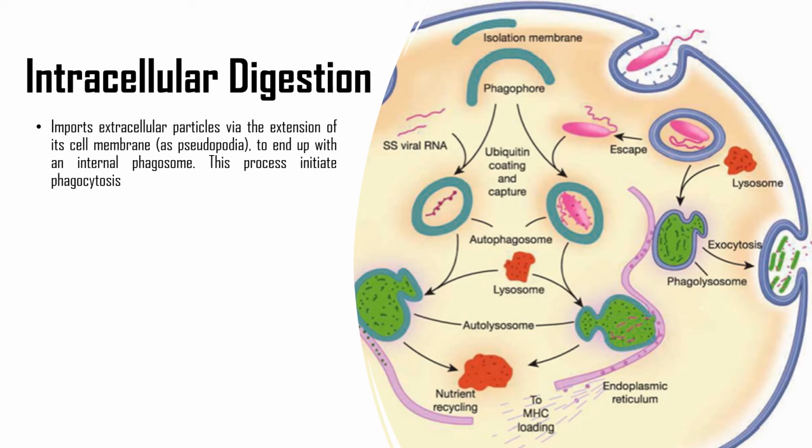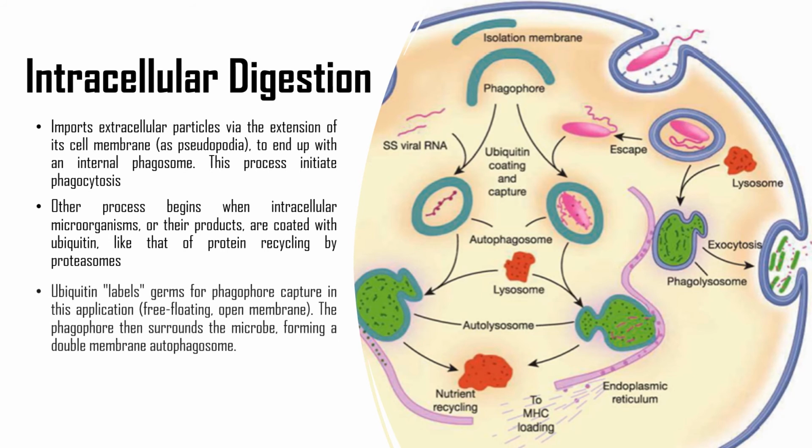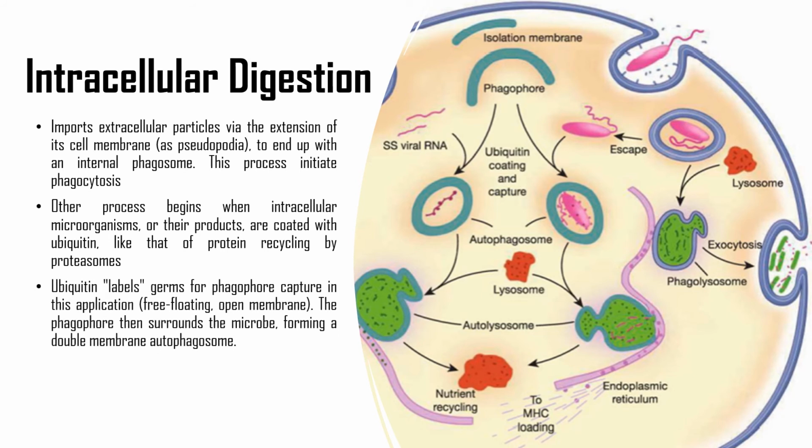This process initiates phagocytosis. Other processes begin when intracellular microorganisms or their products are coated with ubiquitin, like that of protein recycling by proteasomes. Ubiquitin labels germs for phagophores, which are free-floating or open membranes. The phagophore then surrounds the microbe, forming a double-membrane autophagosome. Autophagocytosis, or autophagy, begins with the formation of autophagosomes.